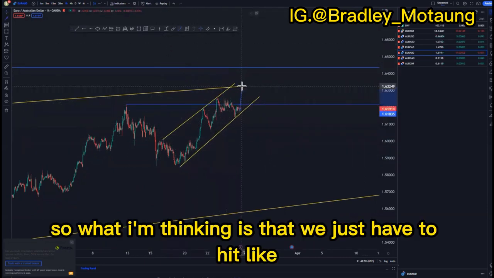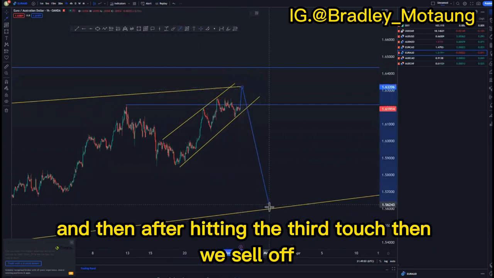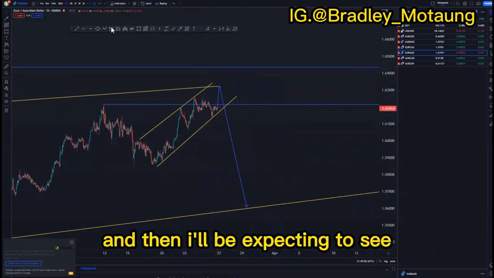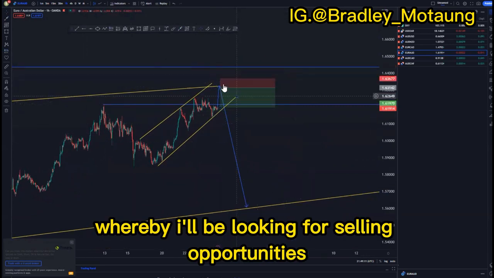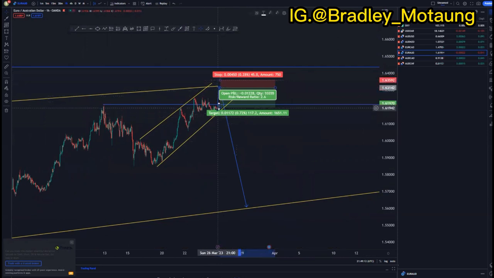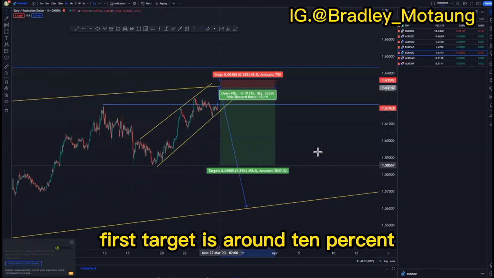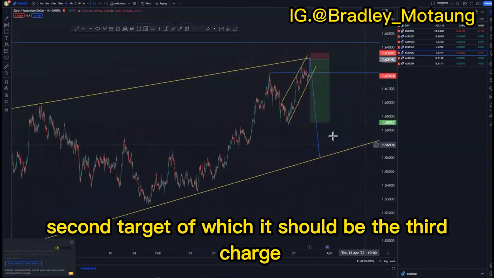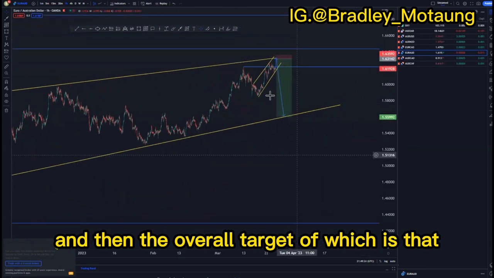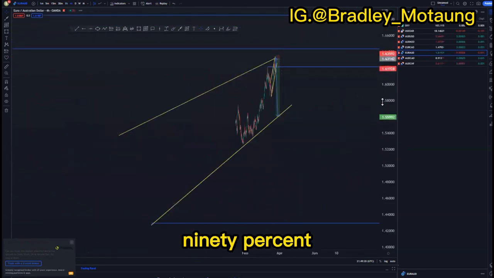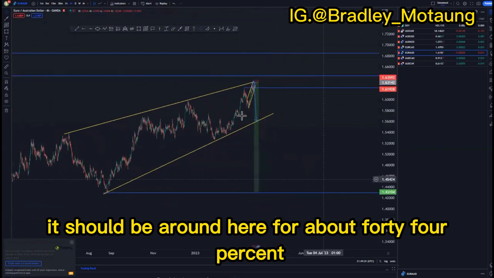What I'm thinking is that we just have to hit the third touch, and then after hitting the third touch, we sell off. And then I'll be expecting to see a candlestick confirmation, whereby I'll be looking for selling opportunities around this point here for about 45 pips. Your first target is at around 10%. Second target, of which it should be the third touch most of the time, for about 15. And then the overall target, of which is the 90%, it should be around here for about 44%.